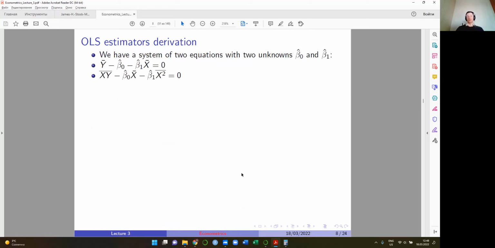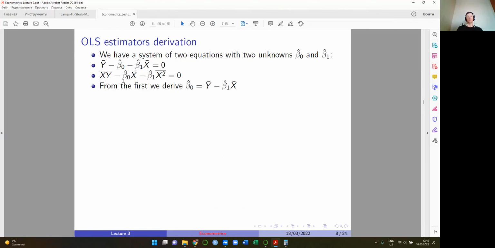Okay, so we have these two equations and we need to solve them. Now it's very simple. We have a very simple system of equations. So let's take the first and derive beta 0 hat. We take beta 0 hat, move it to the right, and then we have y bar minus beta 1 hat x bar. Well, sample mean of y minus beta 1 hat multiplied by sample mean of x.